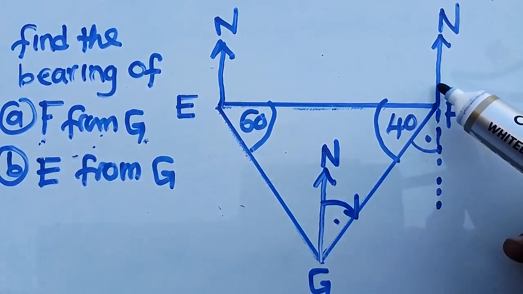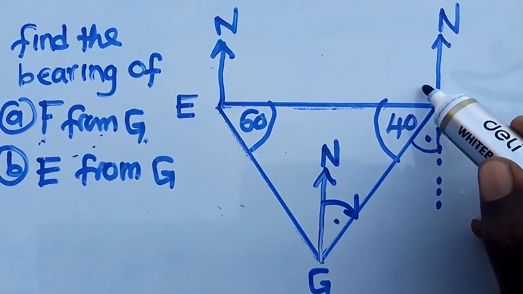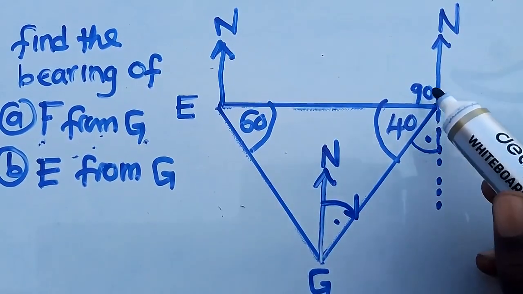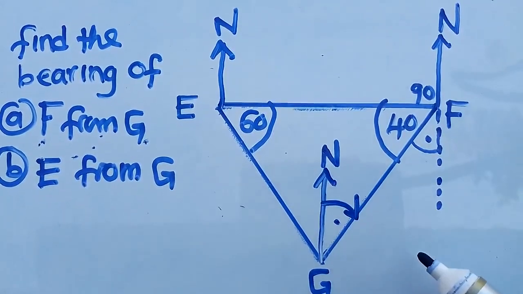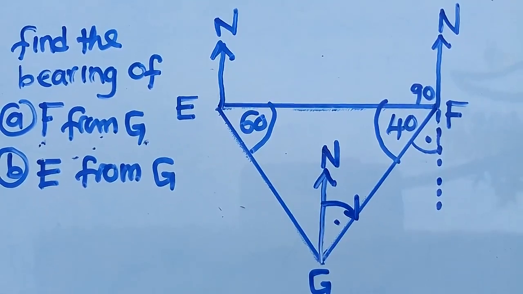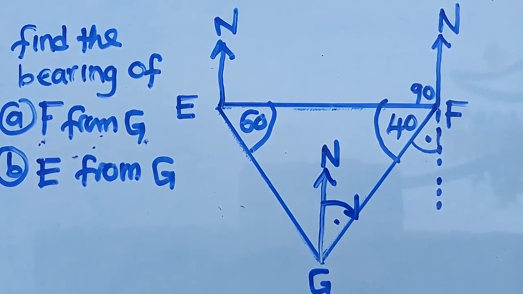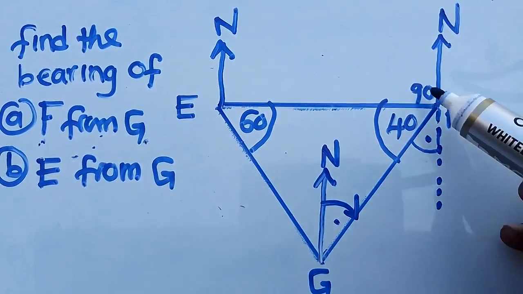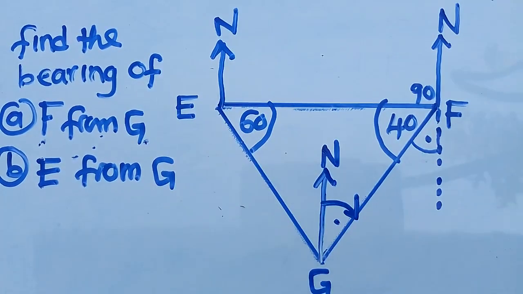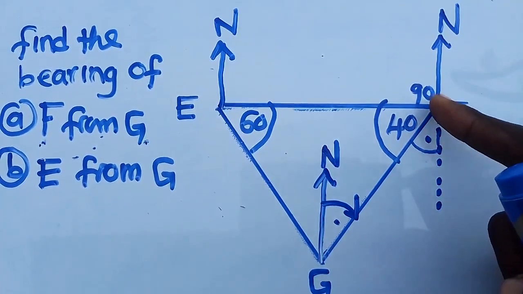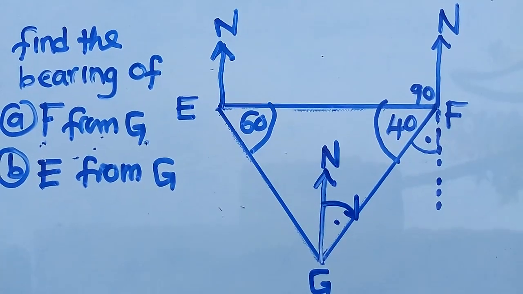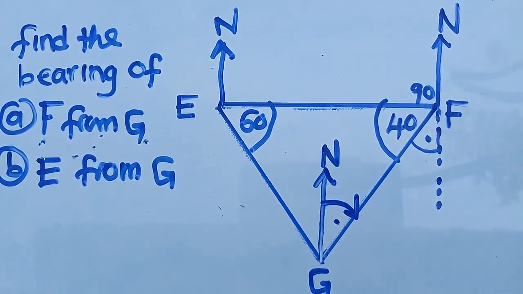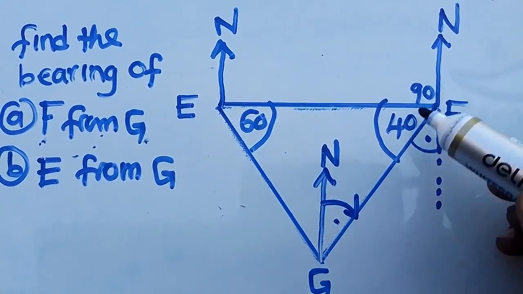You know that here there is 90 degrees because it is making a right angle. Then you know that this is a straight line. When we've got a straight line, all the angles on the line add up to 180. So this plus that, you must get 180. You are going to add these two: 90 plus 40. What are you getting? You are getting 130.